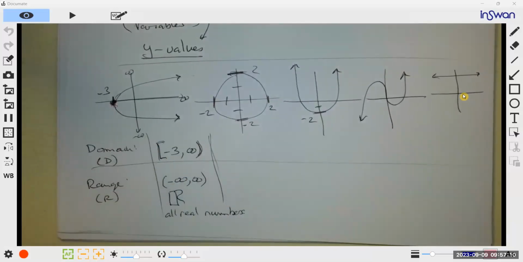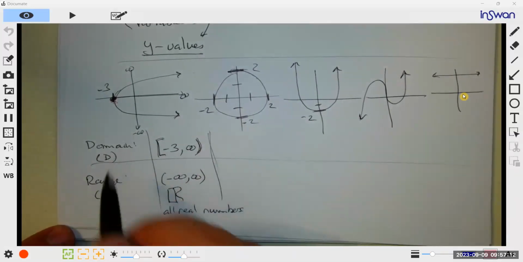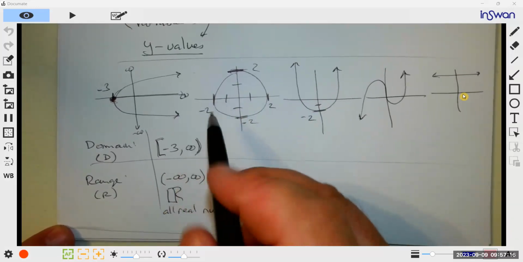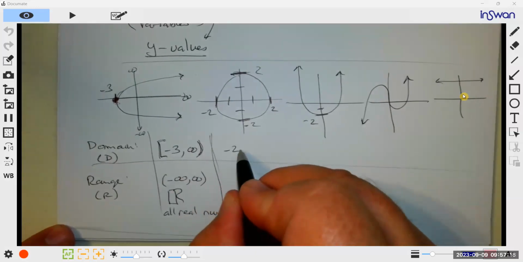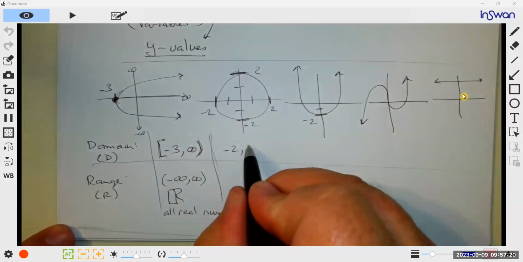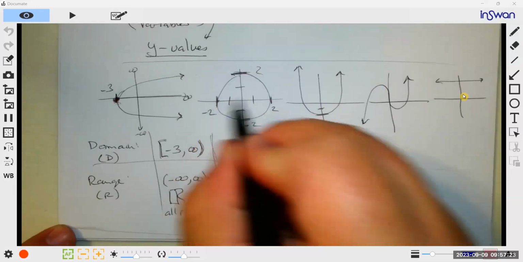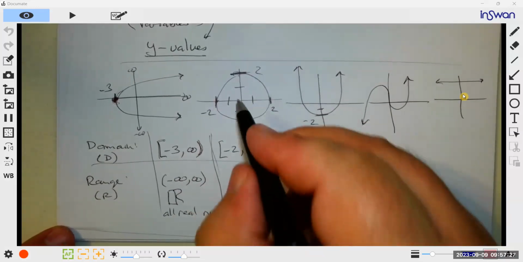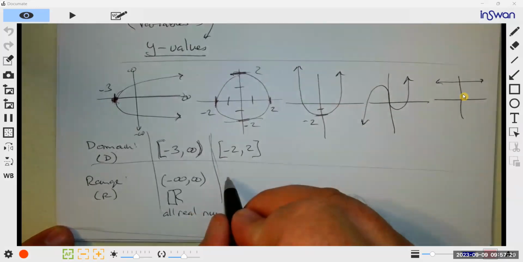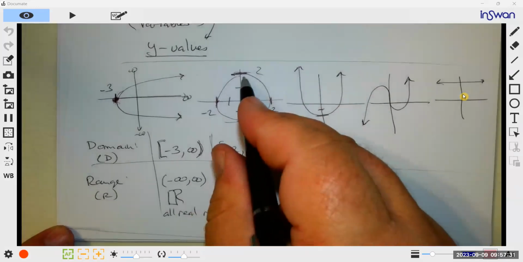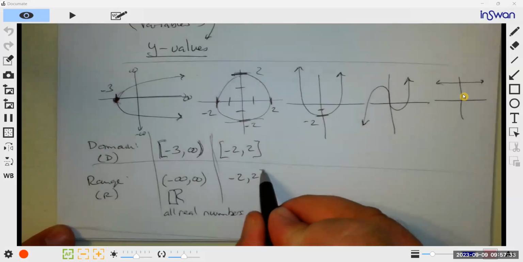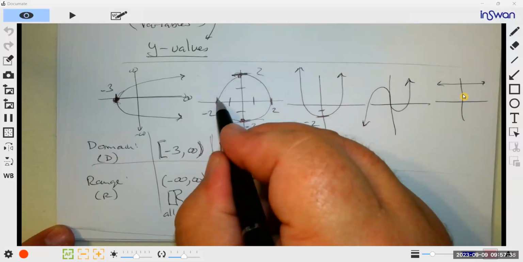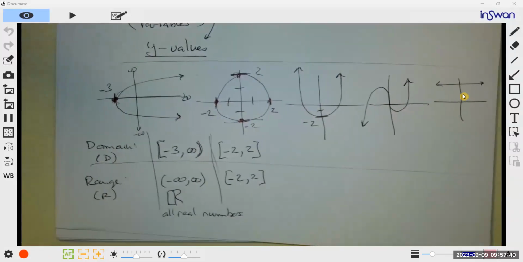With the circle, for the domain, look at the x-axis. What's the farthest left it goes? -2, and it stops at +2. Can it equal those two? Yes. Likewise, what's the lowest it can go? -2, and the highest, positive 2, and it can equal those values. So there's that one.